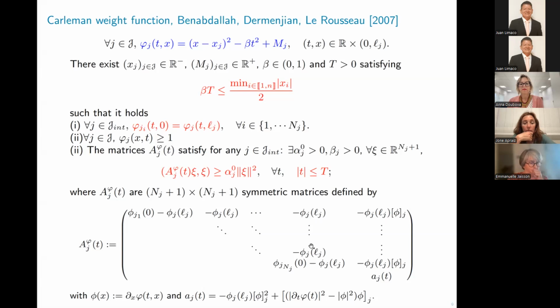And what do we ask? We ask that this matrix is symmetric positive definite for all time between 0 and t. And you may need to find x_j, beta, and m_j such that you have those three conditions. So with this matrix, when you prove your Carleman estimate, you will manage to control what will appear from the internal nodes. That's the point.